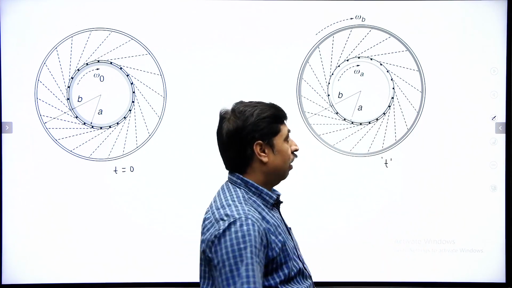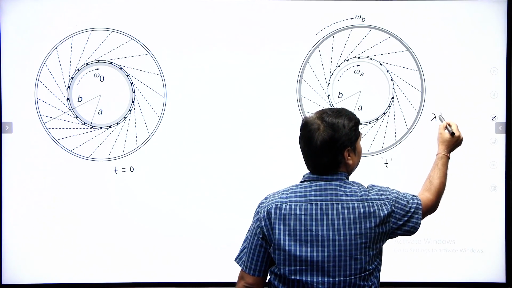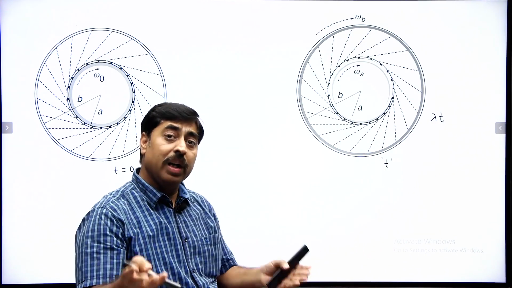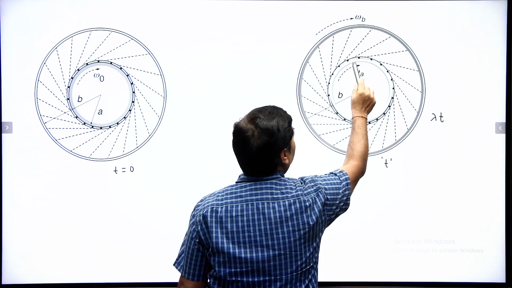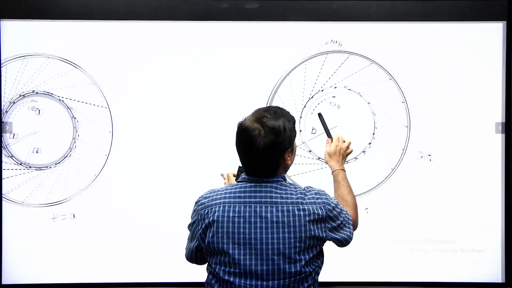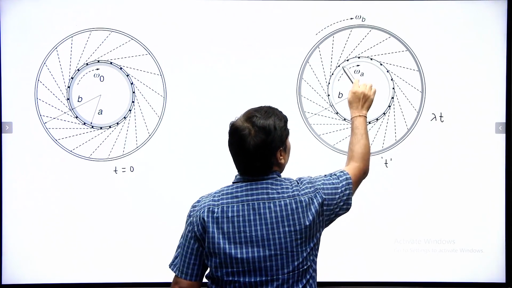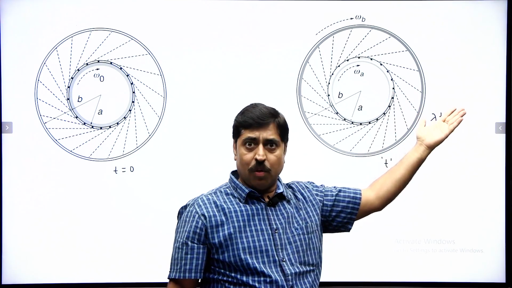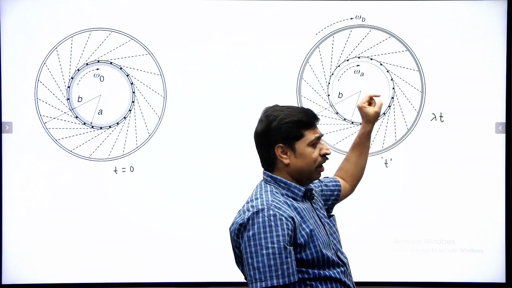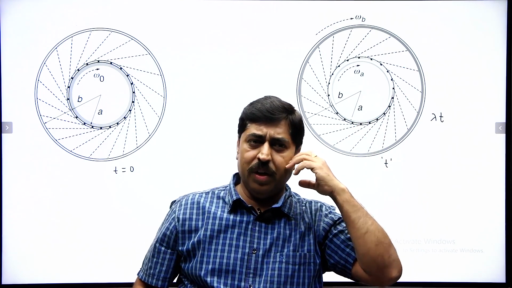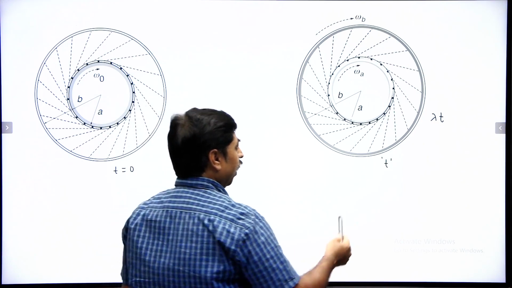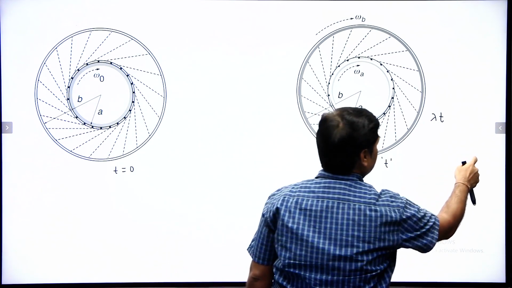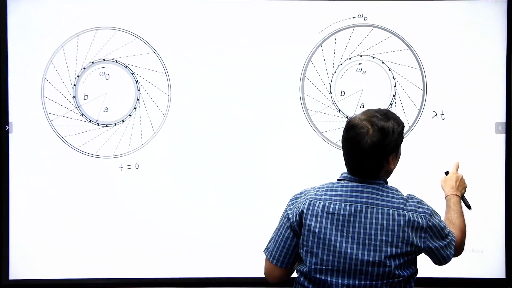Let us say this is the situation at time t. In time t, lambda into t mass of the sand has got deposited on the inner wall of the outer drum, and the remaining sand is still on the inner surface of the inner drum. So at time t, lambda into t mass of sand is on the outer drum, and the remaining mass of sand is m minus lambda into t.